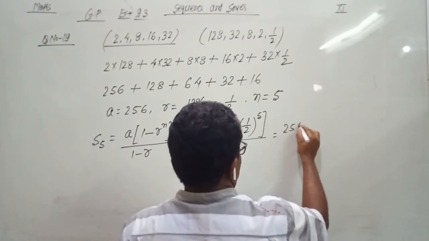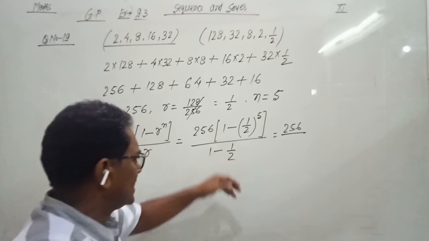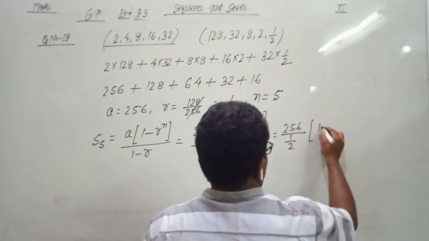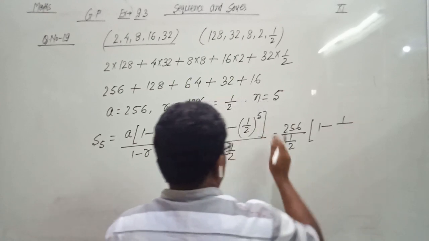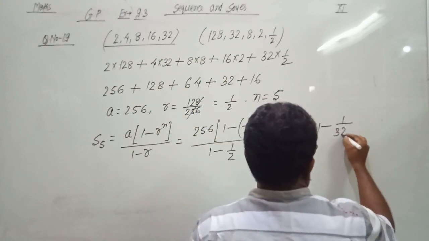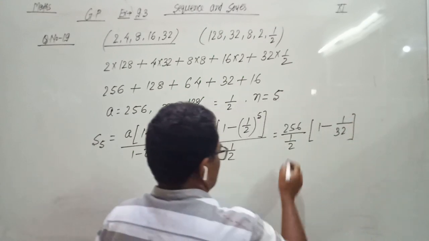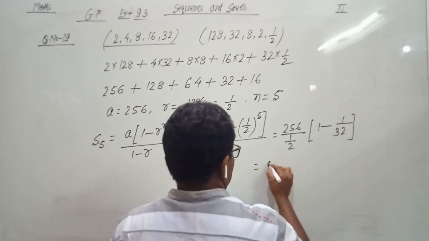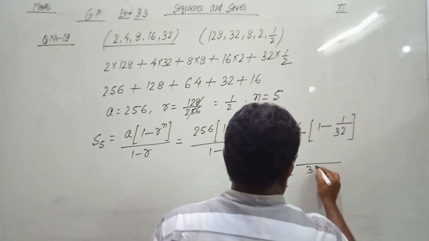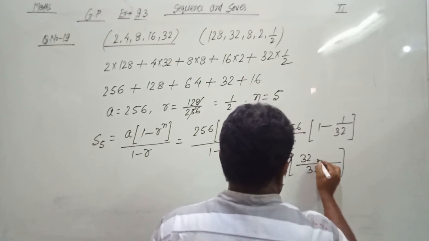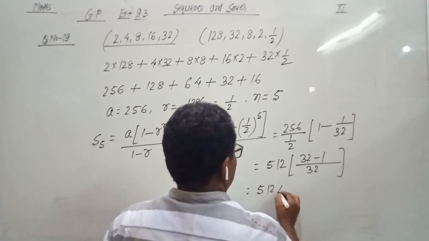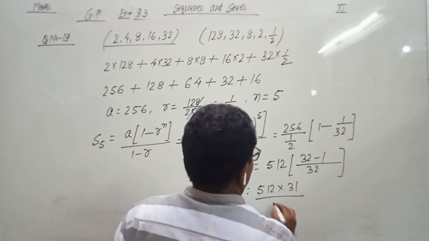Then 256 upon 1 minus 1 by 2, this is 1 by 2. And 1 minus 1 by 2 raised to the power 5, that is 1 by 32. So this becomes 256 into 2, 512. Taking LCM 32, we get 32 minus 1. So 512 into 31 upon 32.